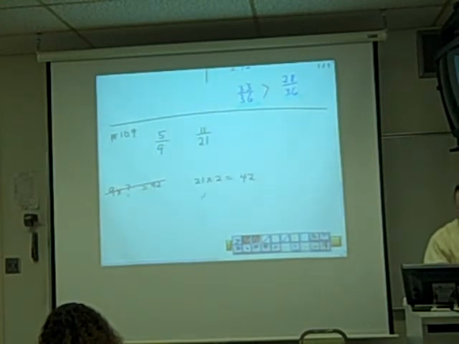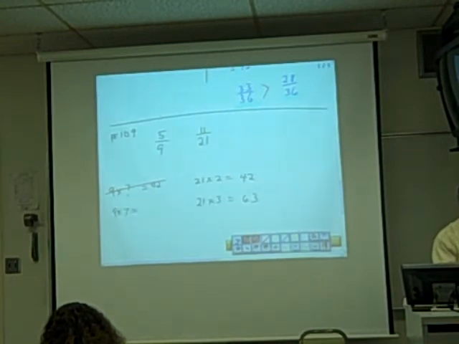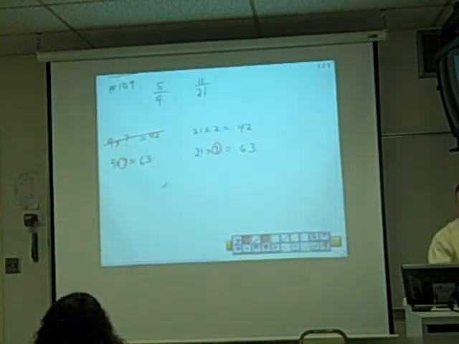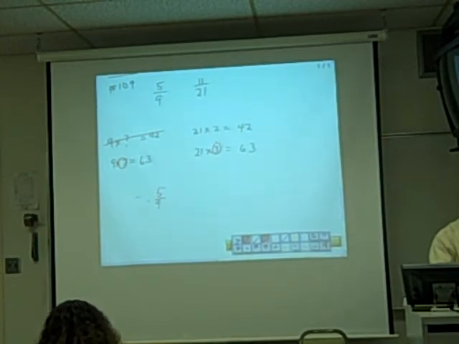Well, how about 21 times 3? Okay, that would be 63, right? Well, we can multiply 9 times 7 to give us 63. So we take the number that we multiply each one with, and we multiply that into our fractions. So we're going to take 5 over 9, and multiply that by 7 over 7. And we're going to take 11 over 21, and what are we going to multiply that by? 3 over 3, right.